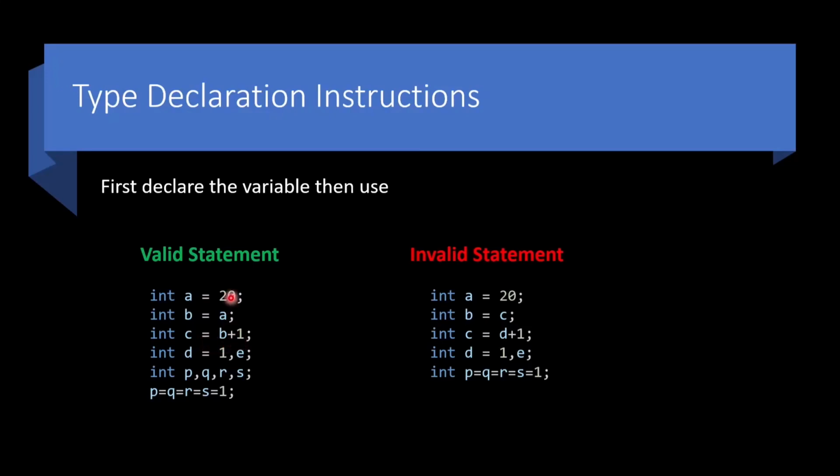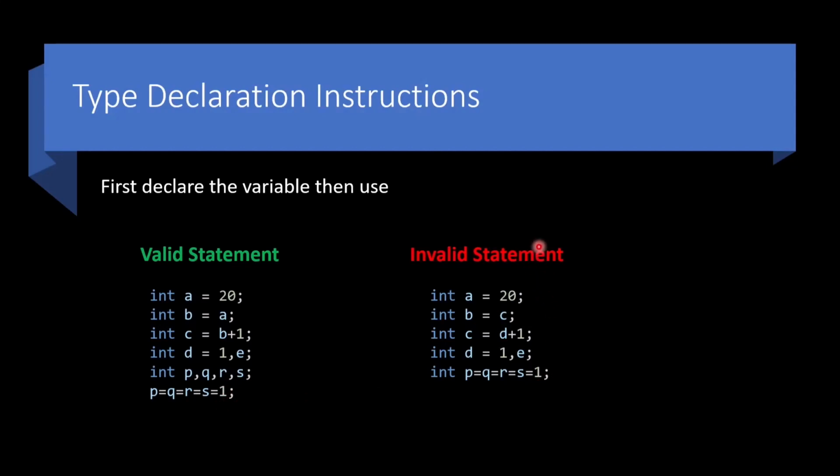After that b also has the value 20, and after that we assign a variable c with the value b plus 1, meaning 20 plus 1, which is 21, and after that we declare a variable d having the value 1 and we separate with a comma and initialize another variable e, and after that you can see we have p comma q comma r comma s. We can declare multiple variables in a single line. It is not giving me any error, and after that we assign all of these variables the value 1. We will see if it gives me any error or not.